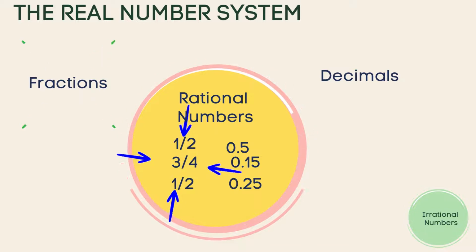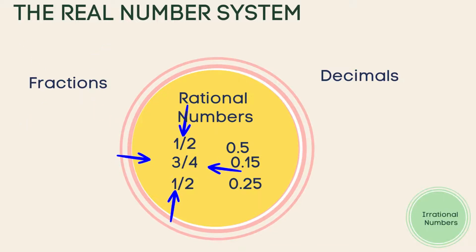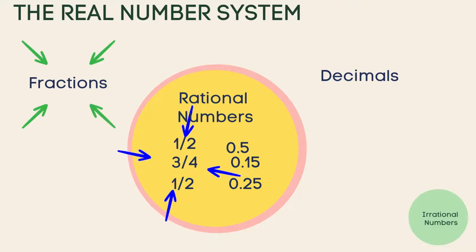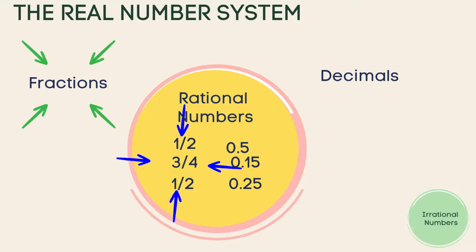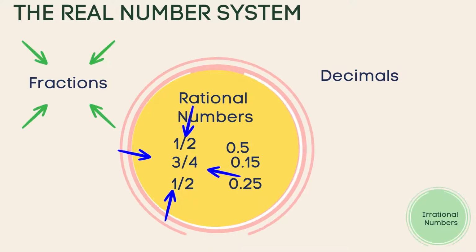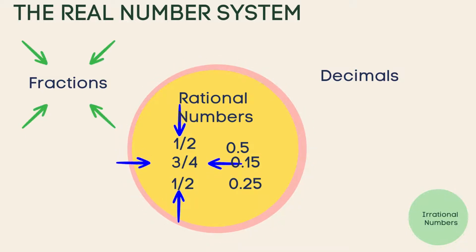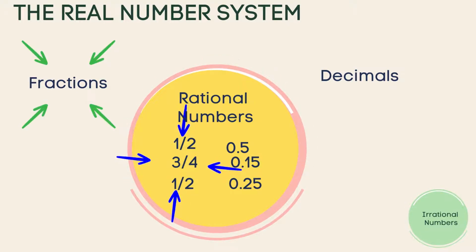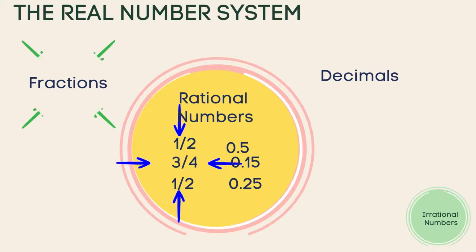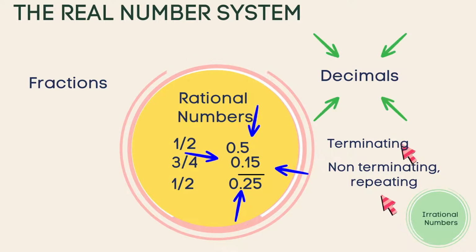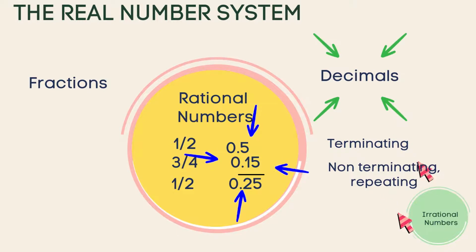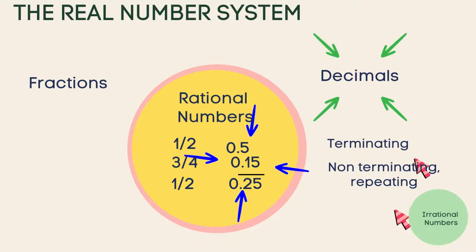All fractions are considered as rational numbers. So, whether it be a proper fraction, improper fraction, or mixed fraction, all of which are considered to be rational numbers. Examples are 1/2, 3/4, and 1/2. Sorry, 1/2 is repeated. Okay? And aside from these fractions, we also have the decimals. For the decimals, we can have 0.5, 0.15, and 0.25 bar.